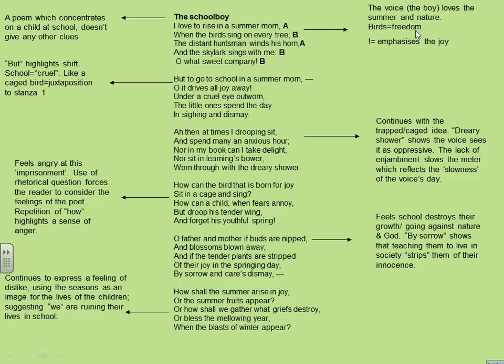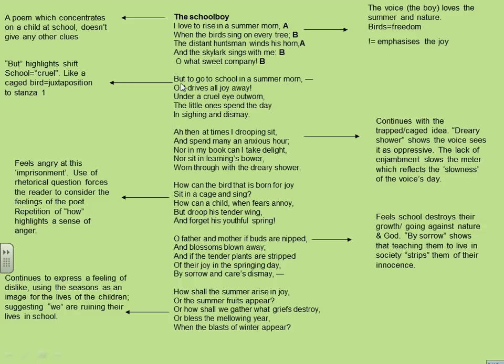Birds represent freedom. I've also looked at the exclamation mark at the end of the stanza, and it emphasises the joy that they feel. And again, this is note form because you are trying to write this as quickly as possible. So obviously there's a feeling that there's immense joy about being free.